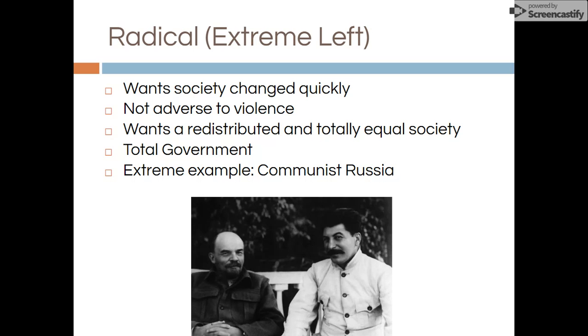Radicals, the extreme left. They want society to change very quickly. And they're not opposed or averse to violence in order to achieve that change. They want to redistribute wealth and property to make society totally equal. They believe in total government. That means that the federal or national government should be in charge of everything. Okay? They want to be involved in your private and public life. An extreme example of radicals would be communist Russia.